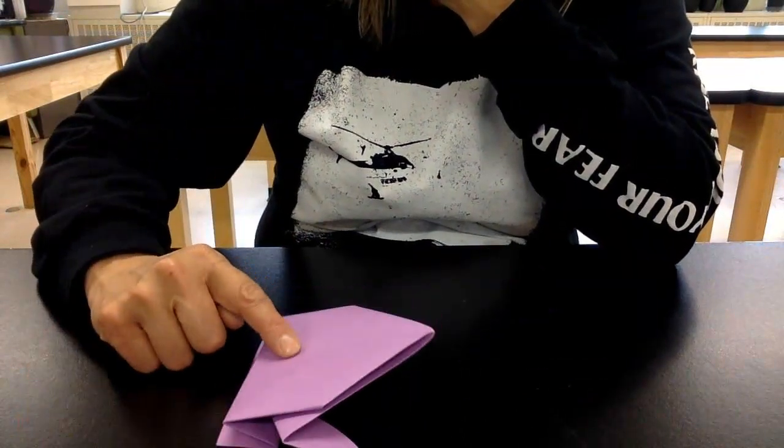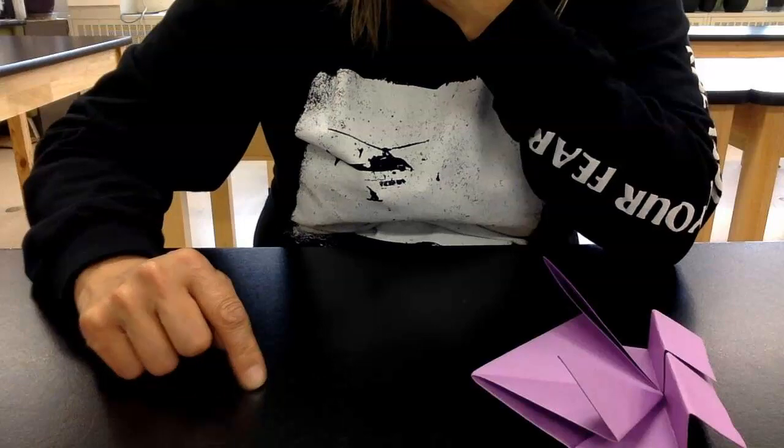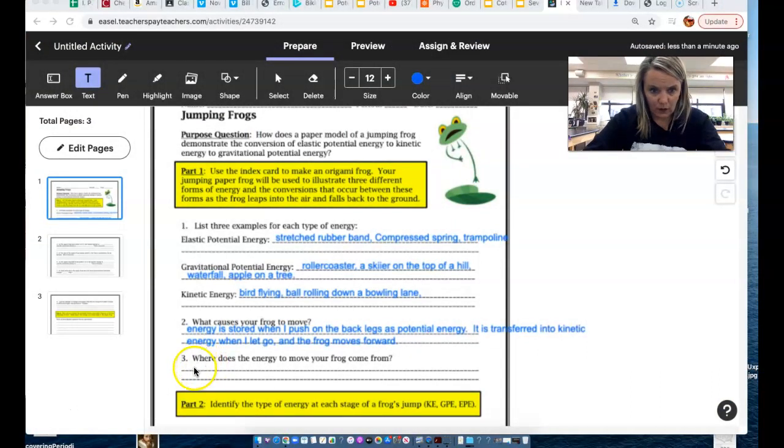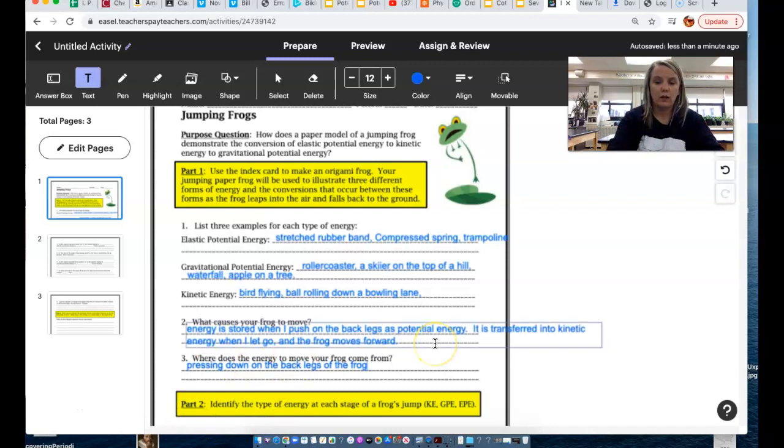Oopsie, it did a backflip. How very acrobatic of my frog. Did another one. Wow. All right, so let's go back up here. The energy came from pressing down on the back legs of the frog. That's where the energy came from.